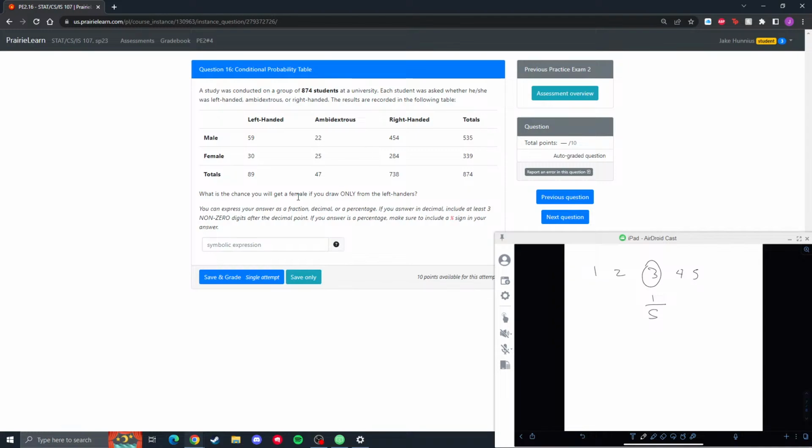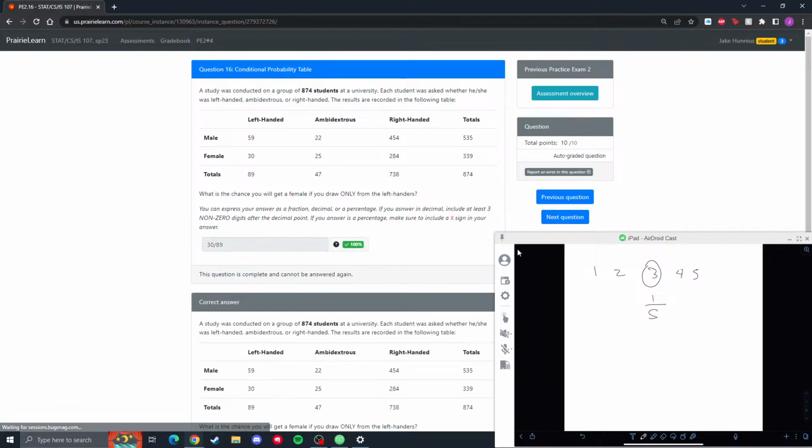All right, so we are looking to draw a female out of all of the left-handed students. So there are 30 left-handed females and 89 total left-handed people. So we can just divide those two numbers together.